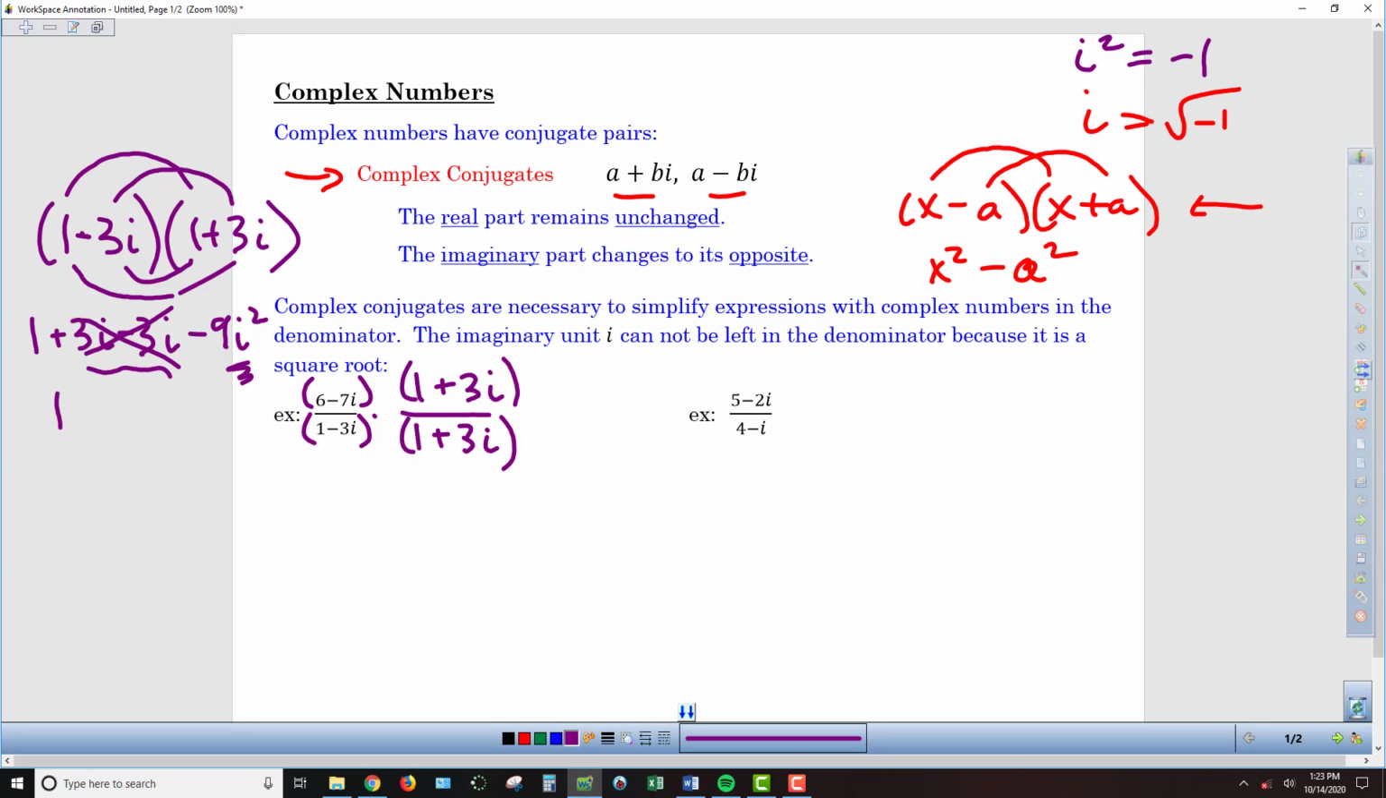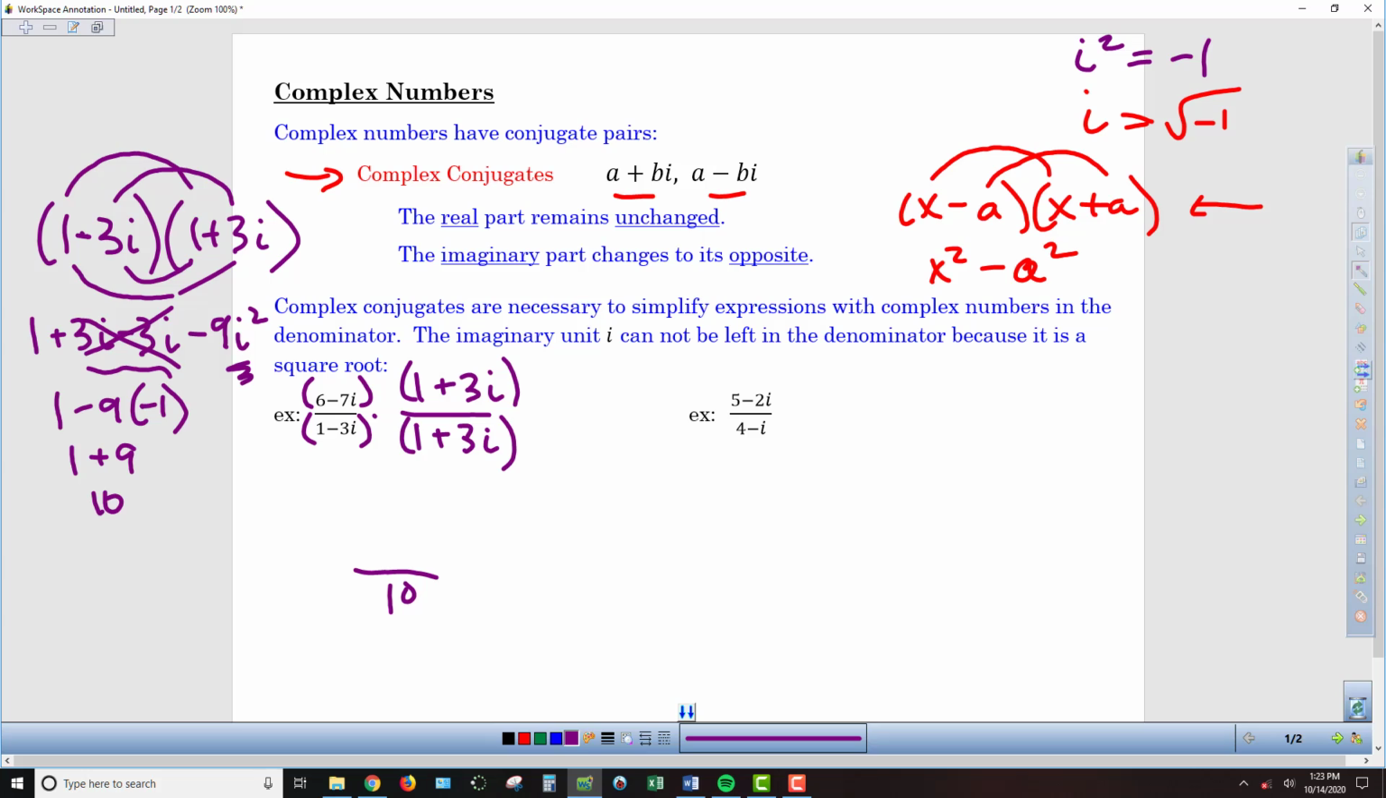So that means I now have 1 minus 9 times -1, or 1 minus negative 9, which is positive 9, so 1 plus 9, where I end up with 10 in the denominator when I'm all done.